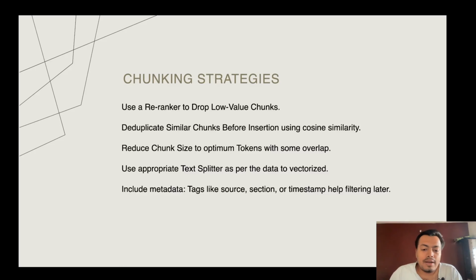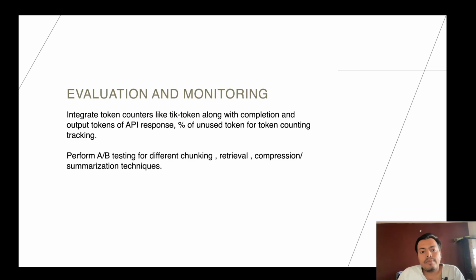Use an appropriate text splitter as per the data to be vectorized. Instead of simply using a character text splitter, use a recursive character text splitter, use a semantic chunker, and it helps a lot. Use metadata for filtering wherever needed. Timestamp, the source of the document, some key tags which we need, which can be used in certain ways. So having metadata also helps us.